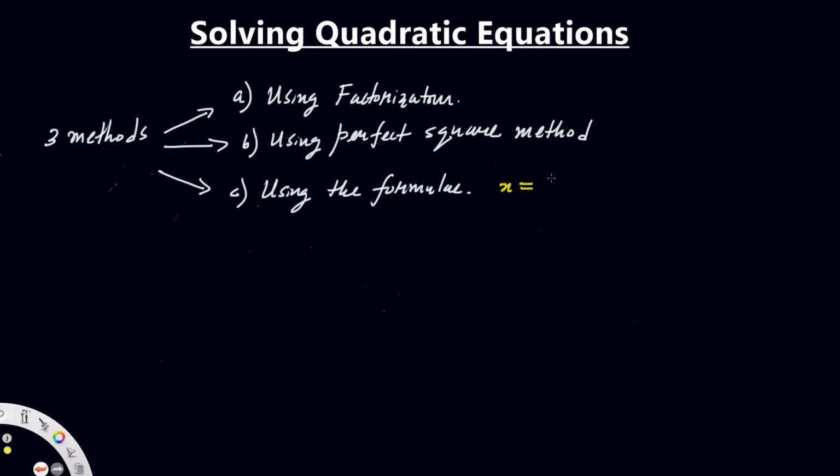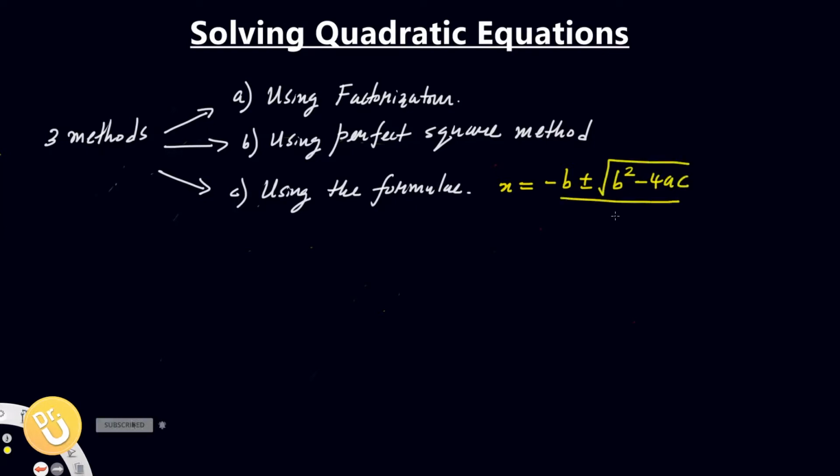That formula would be x is equal to minus b plus or minus the square root of b squared minus 4ac, divided by 2a. So this is going to be the formula. This formula is relevant to this quadratic equation, ax squared plus bx plus c is equal to 0. So this is going to be the solution to this general quadratic equation.